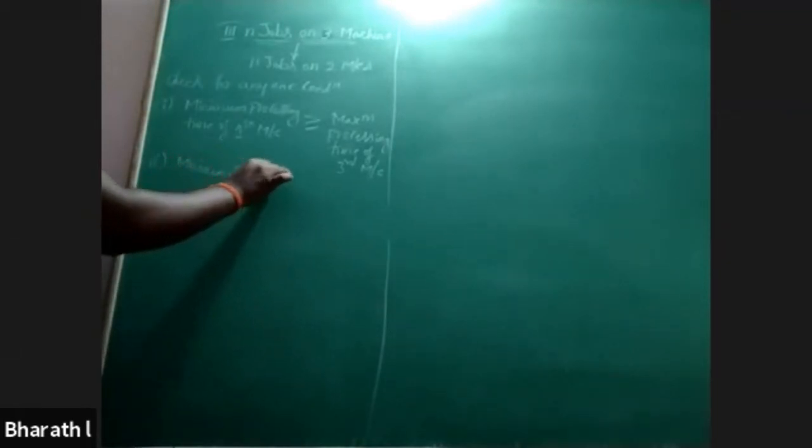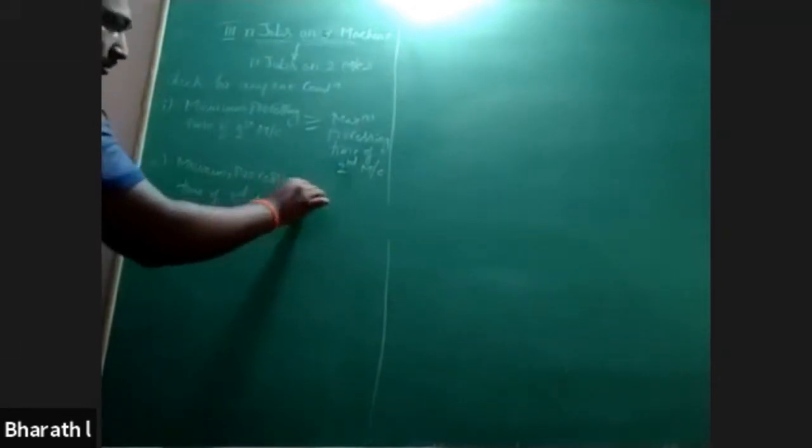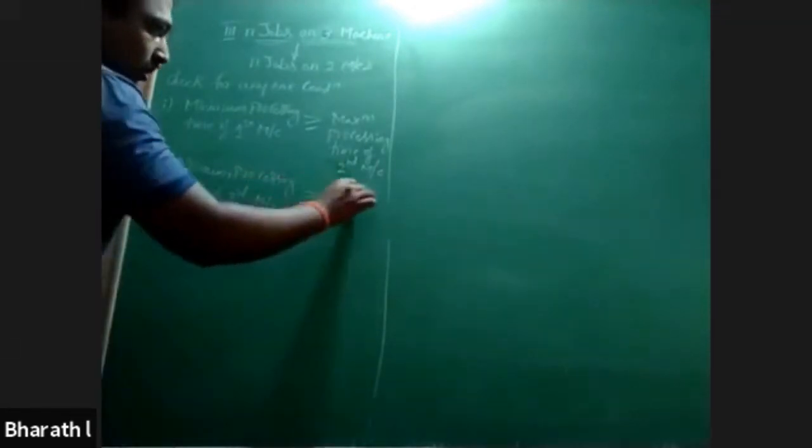The second condition: the minimum processing time of the third machine must be greater than or equal to the maximum processing time of the second machine.